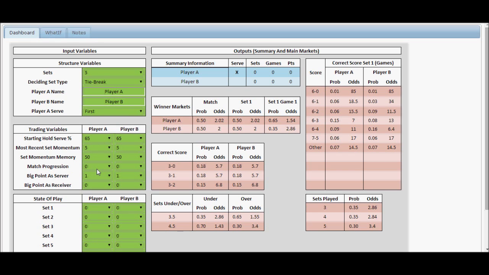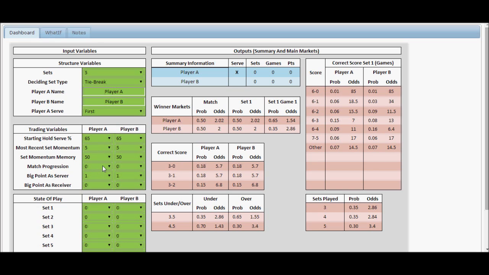The match progression, well, what this one does is basically it's one for fitness or just for big player ability really, and what it does is it says that as the match goes on, will the player improve, will his hold percentage go up.